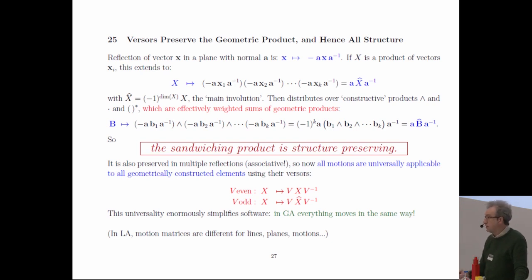So you have to write only one bit of code when you want to rotate something, and you can put anything in and rotate it. I'll give a little demonstration of that later.